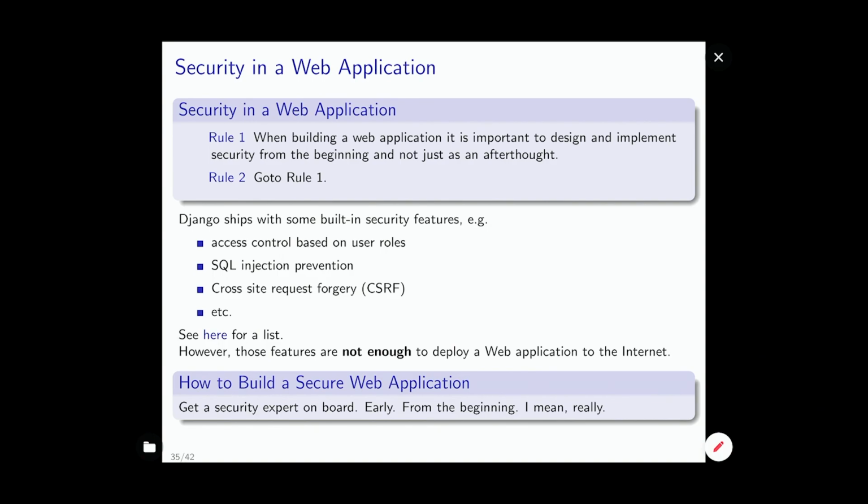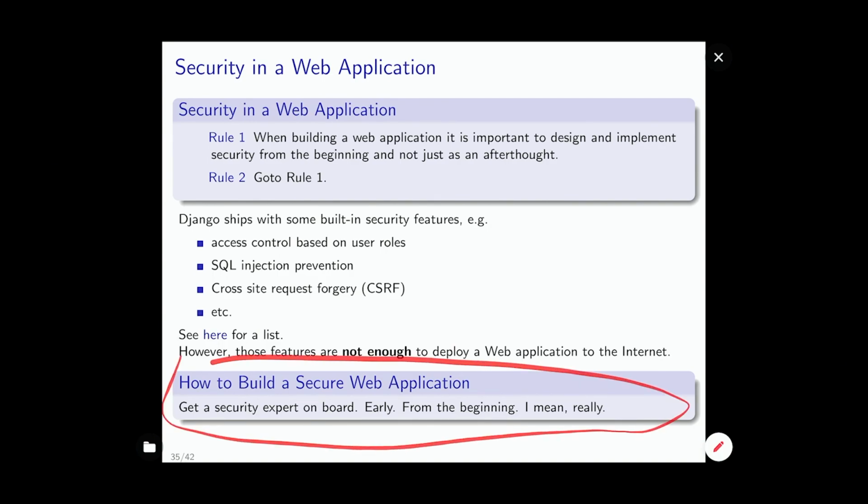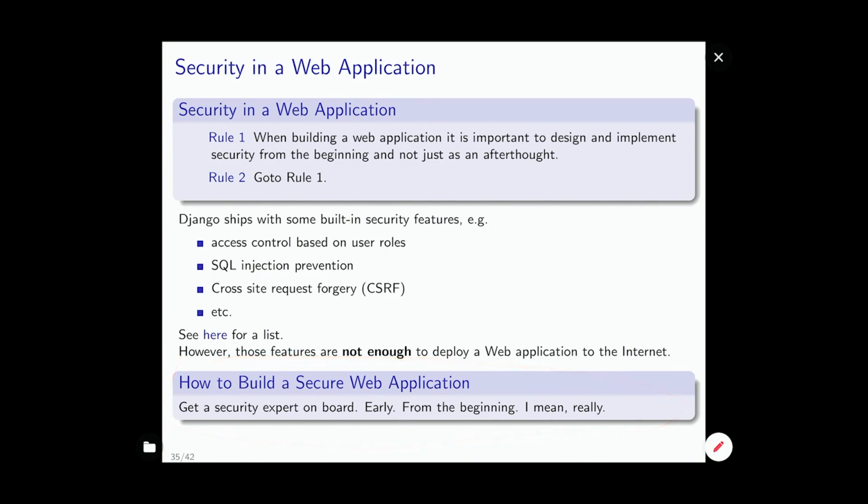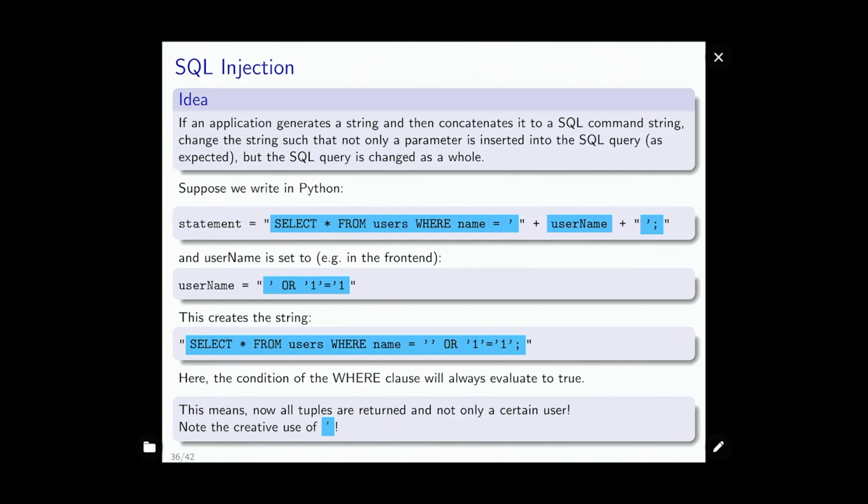And therefore, my recommendation is really get a security expert on board early, from the beginning. And I mean this really. It's not optional, it's a must-have. And maybe you get 2 or 3, I don't know, depends on the size of the project, but it's really important because you have to have an expert on that, and database people are typically not the security experts on that.